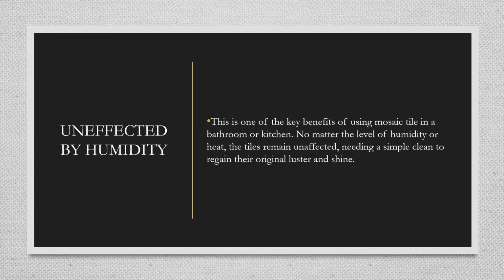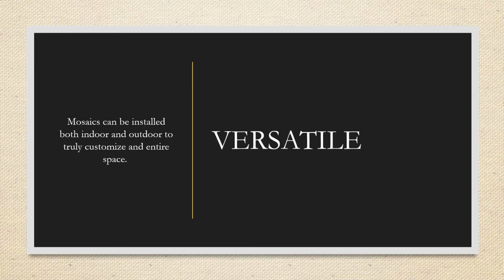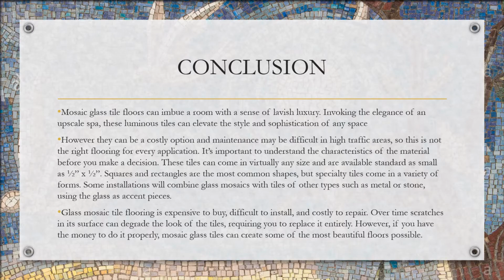Unaffected by humidity. This is one of the key benefits of using mosaic tiles in a bathroom or kitchen. No matter the level of humidity or heat, the tiles remain unaffected, needing only a simple clean to regain their original luster and shine. Next one is versatile. Mosaic can be installed both indoors and outdoors to truly customize an entire space. So we move to the conclusion.